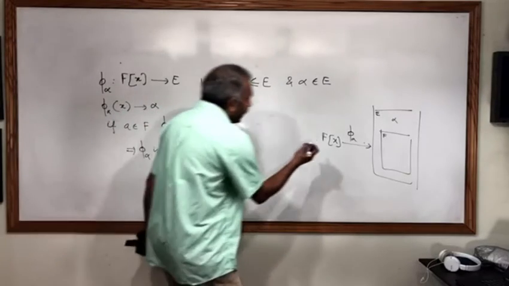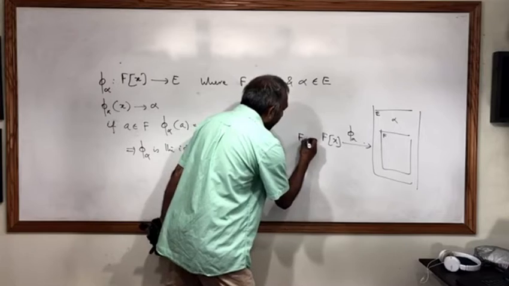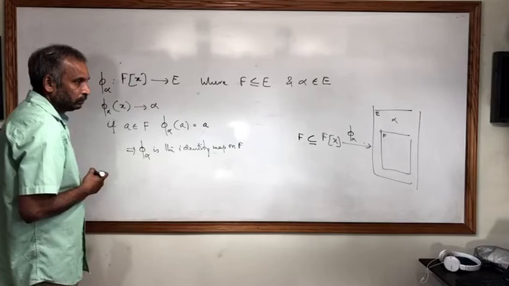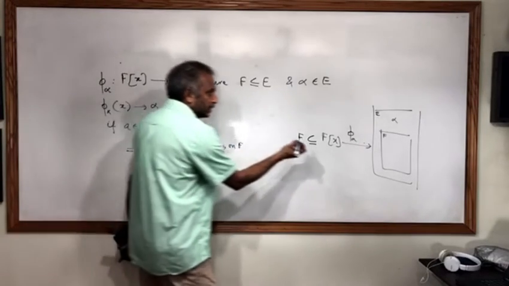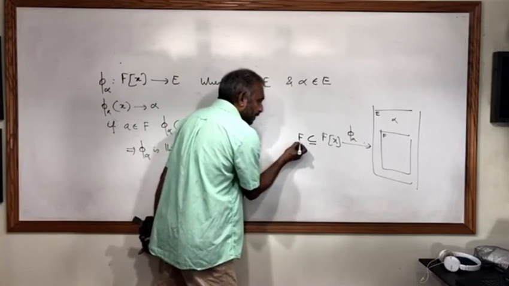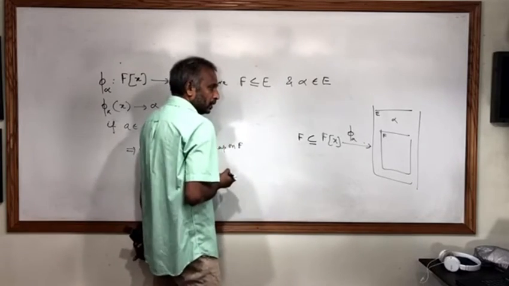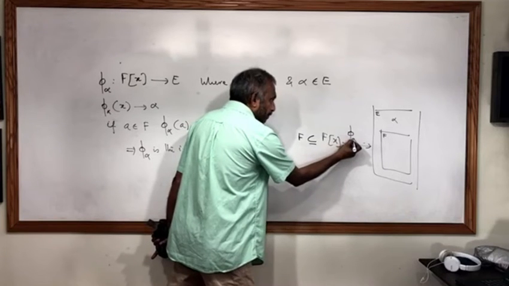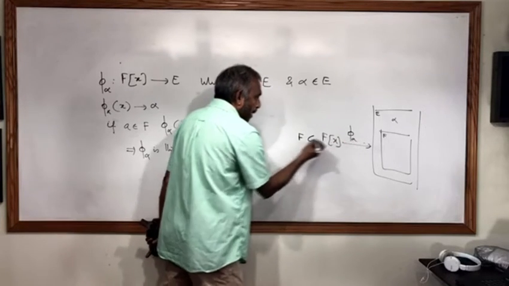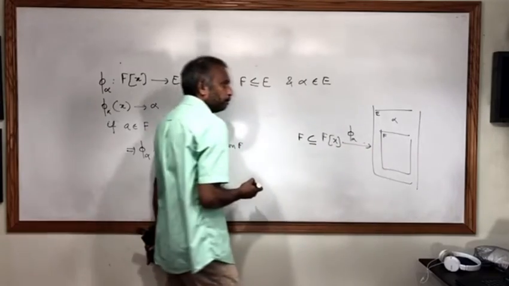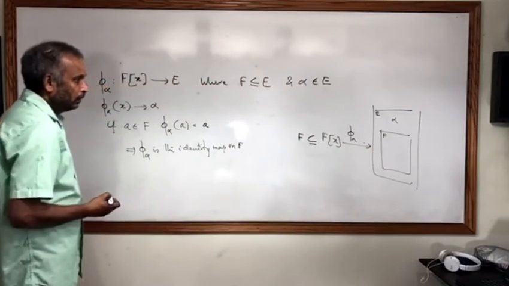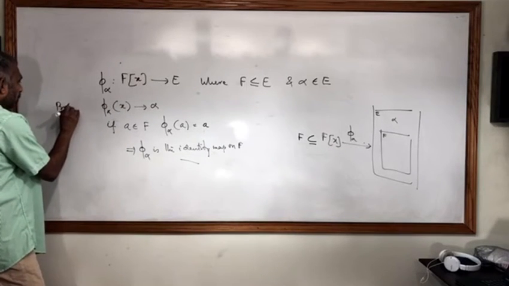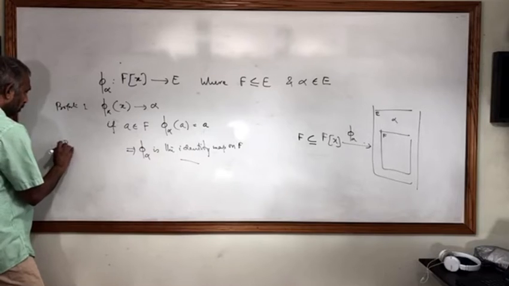So actually F is a subfield of F[x], not subfield. Actually F[x] is not a field, so you can say F is a subring of F[x]. If you take F as a subring of F[x], then phi alpha maps F to F. So this is another property. This is property number 1. This is 2.